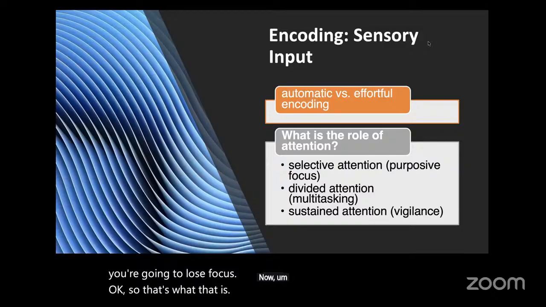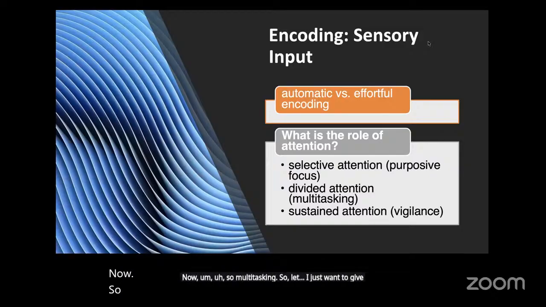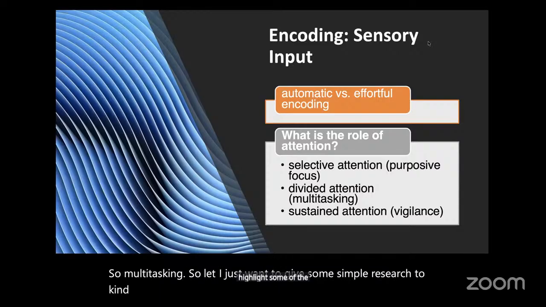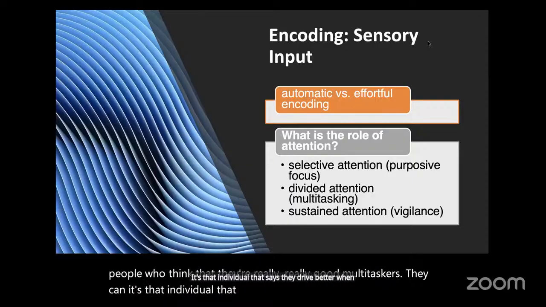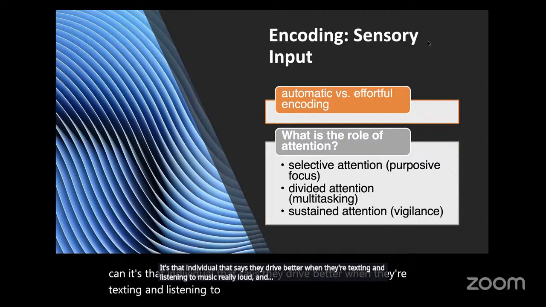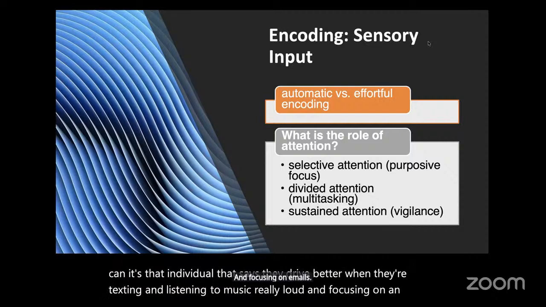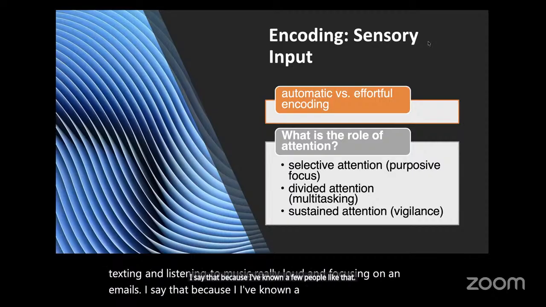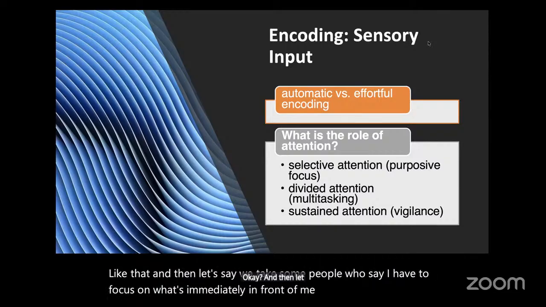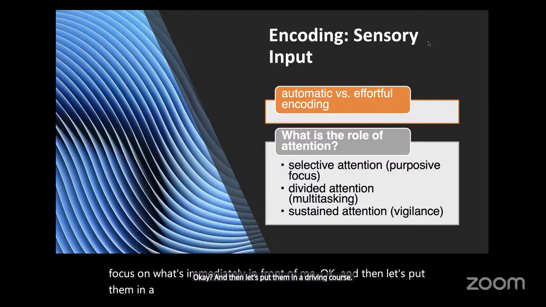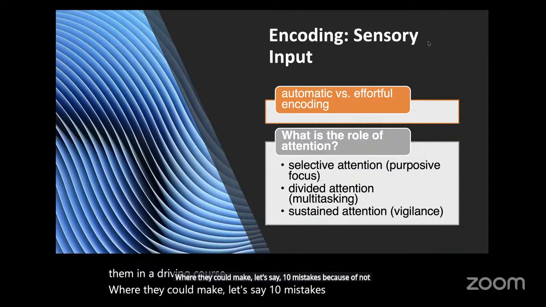Now, regarding multitasking, I just want to give some simple research to highlight some of the findings. Let's talk about people who think that they're really, really good multitaskers. It's that individual that says they drive better when they're texting and listening to music really loud and focusing on emails. I say that because I've known a few people like that. And then let's say we take some people who say, I have to focus on what's immediately in front of me. Okay. And then let's put them in a driving course where they could make, let's say, 10 mistakes because of not attending to what they're doing.